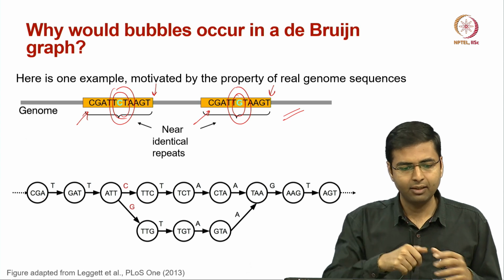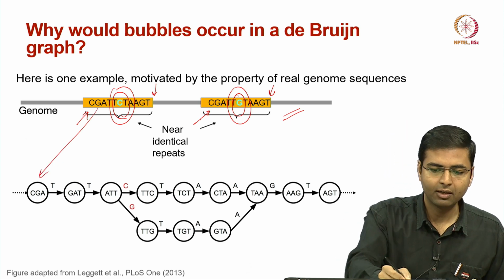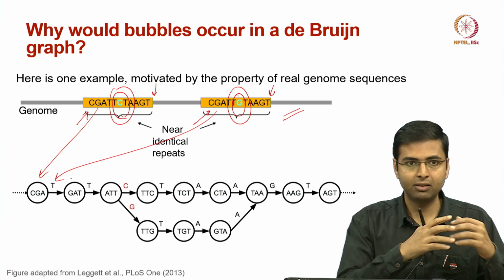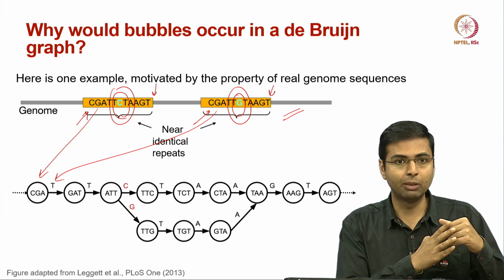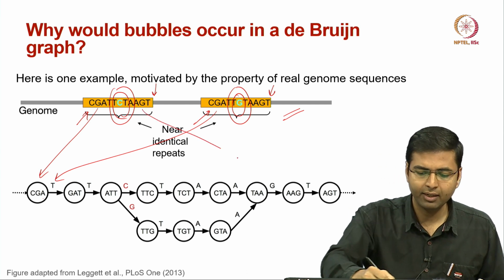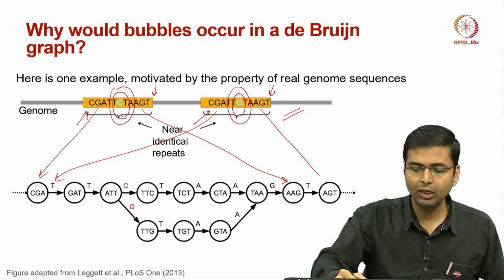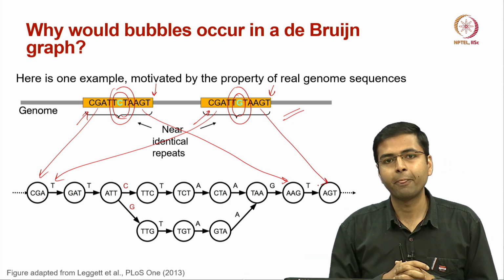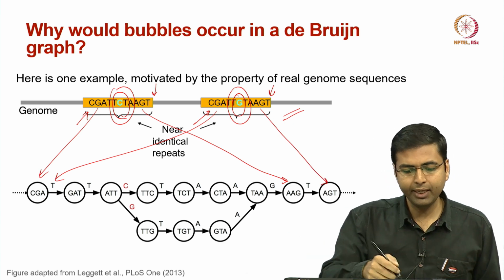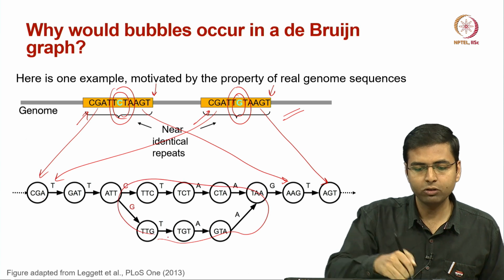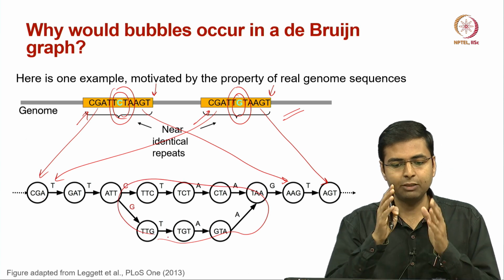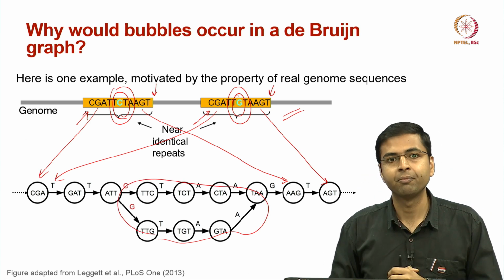And as a result, because these vertices are common, you will have common start vertices before the bubble, and you will have common sink vertices after the bubble, and between them you will see a bubble-like structure because of the sequence difference that is present due to this mutation.